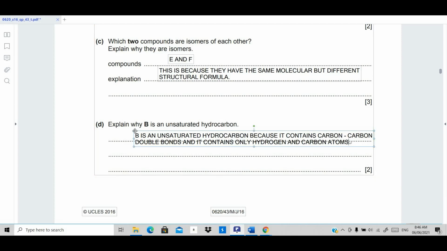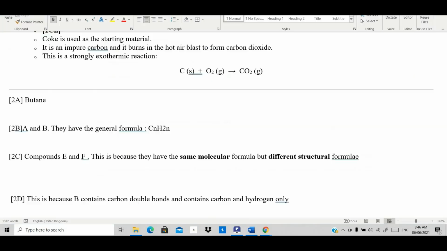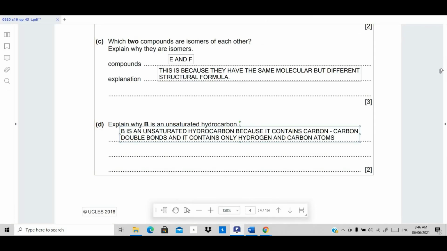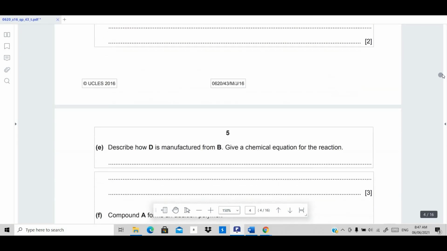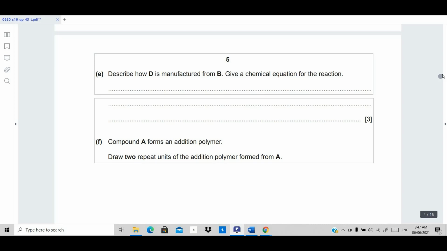Okay, so wait a minute, this question. Great. Now we'll move on to 2E. So 2E, we now move on to 2E. Describe how D is manufactured from B. Give a chemical equation for the reaction.